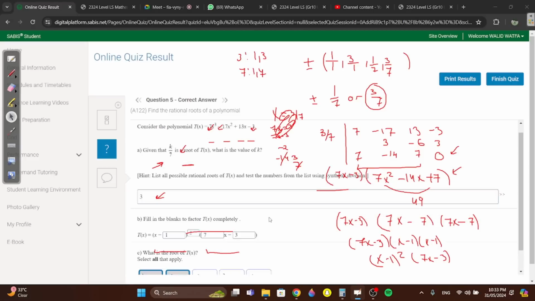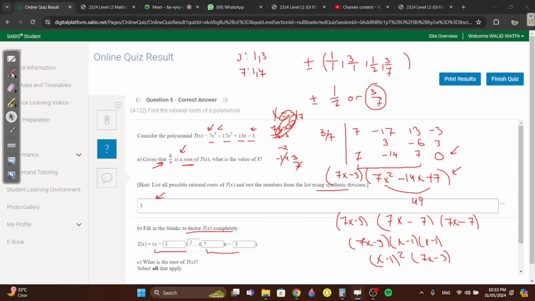What are the roots of t of x? That's part C. Obviously, our roots are going to be 1 and 3 over 7. And 1 is repeated twice. In case it comes, if something is repeated, that means it's a root of multiplicity. Okay, root of multiplicity how many times? Depending on how many times it's repeated. In this case, 1 is a root of multiplicity 2 because it's repeated twice. But if it were repeated 3 times, then it would be a root of multiplicity 3. Okay, that may come in the multiple choice.